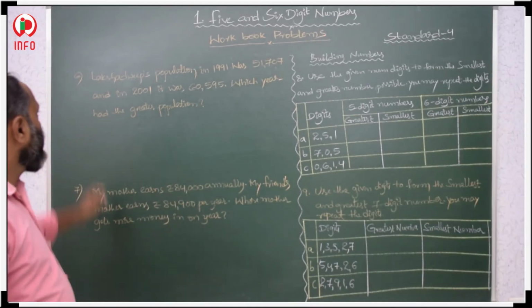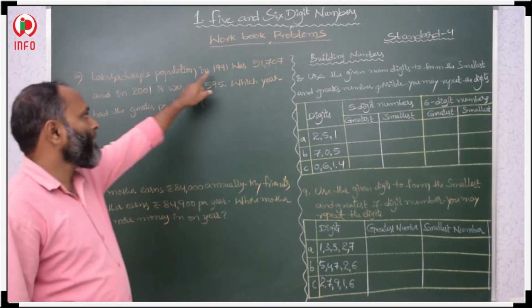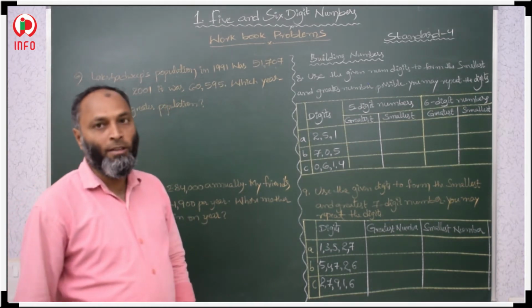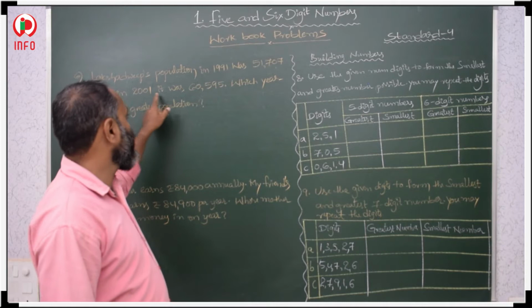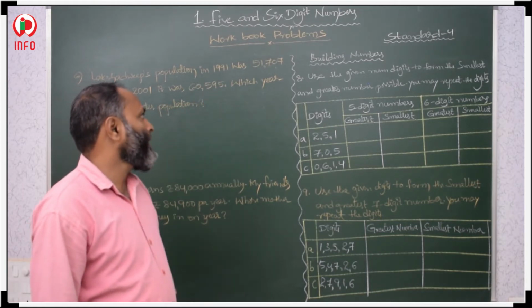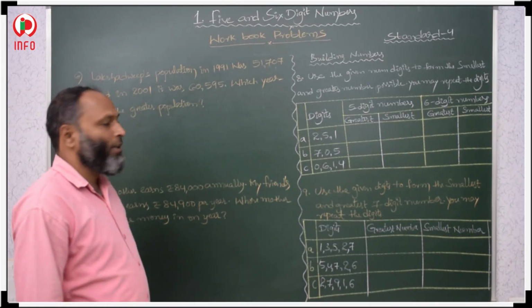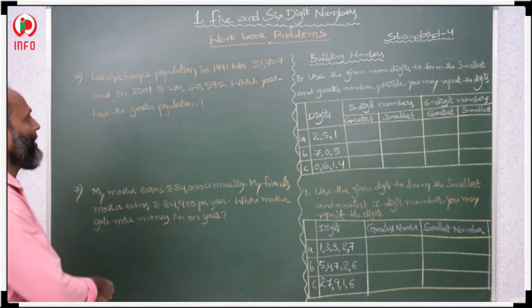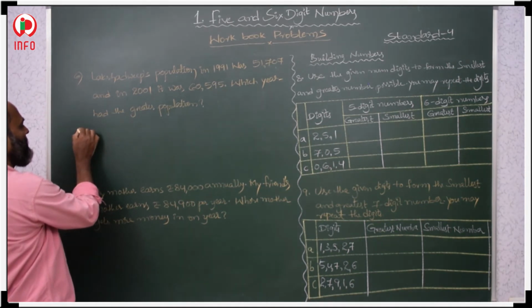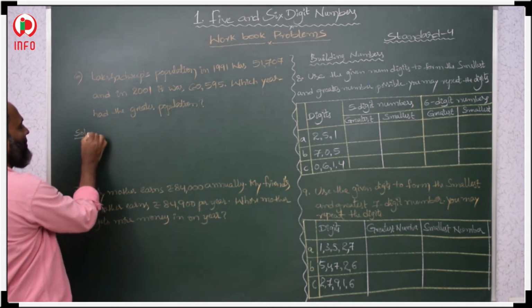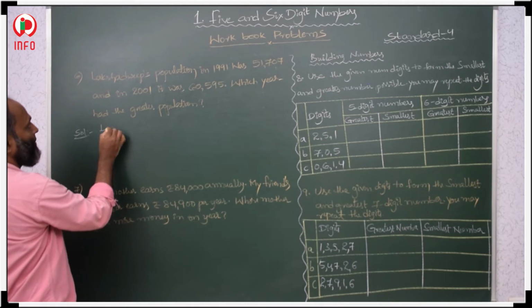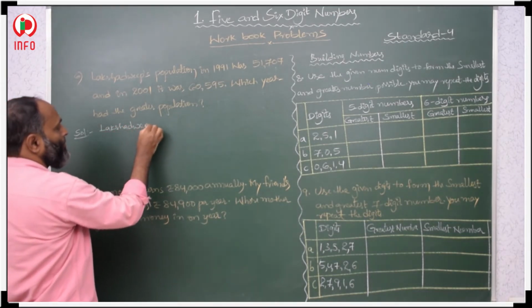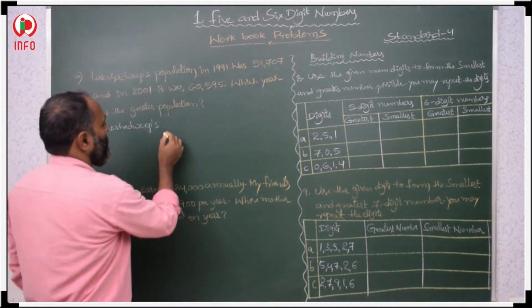Now here, the sixth question. Lakshadweep population is given in 1991, 51,707. Then the same in 2005 it was 60,596. In which year was the population greater? First you take the population in the year 1991. Solution. Lakshadweep population.